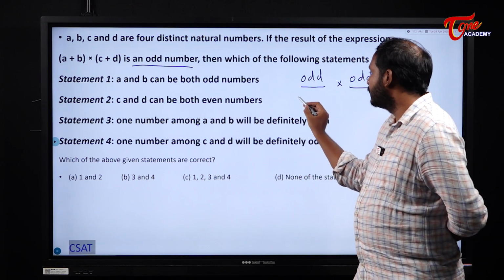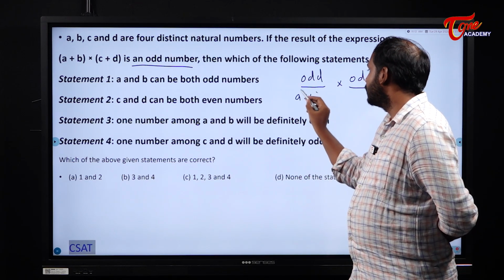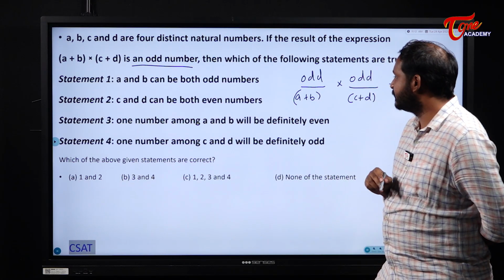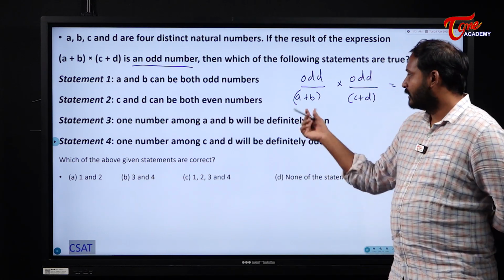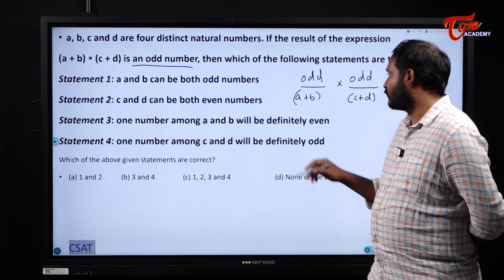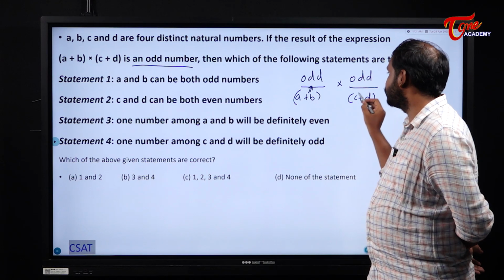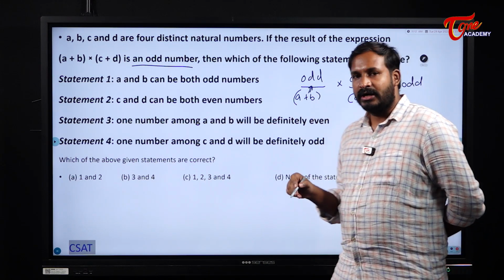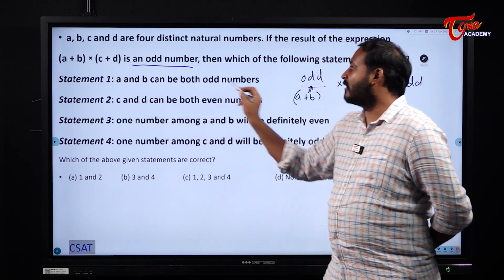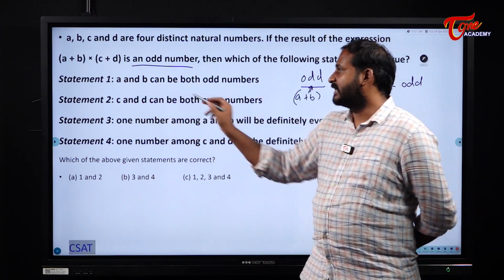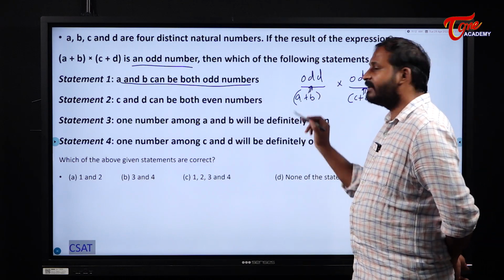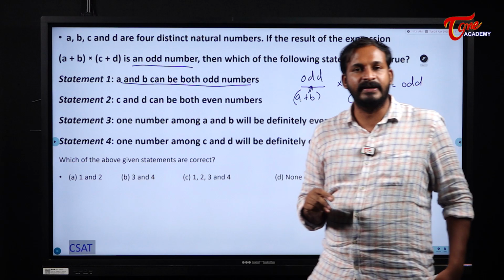That means here A plus B should be odd and C plus D should be odd. Am I correct? Definitely. Next, which of the following statements are true? That means the sum of A and B should be odd, and C plus D should be odd. Now tell me, first one: A and B cannot be both odd numbers. Is it possible for both A and B to be odd numbers? Why? Because if A and B are odd numbers, odd plus odd, what does it become?